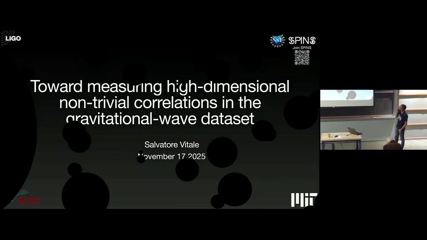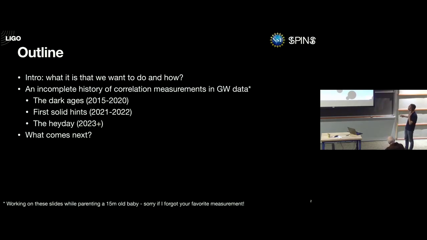All right, so my talk is going to be entirely about correlations in gravitational waves data. Because of the previous talks, I can skip some of the background material to conserve the overall time. This is a very quick outline. I will give a quick introduction, or a reminder, not very much needed, about what it is that we want to do and how we can do it. And then go through an incomplete story of measurements of correlations in gravitational wave data in the last 10 years.